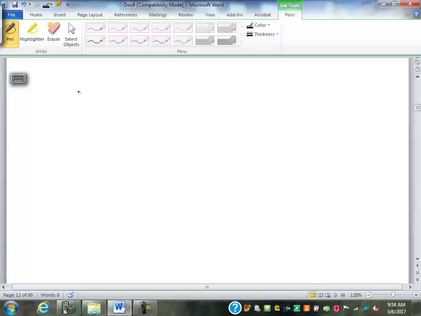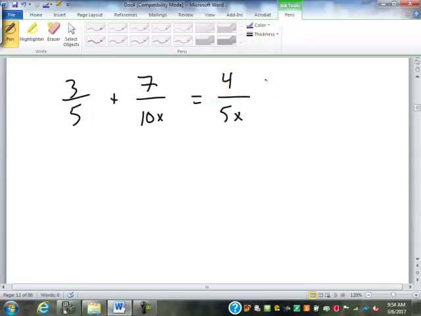So we might have something like 3 over 5 plus 7 over 10x equals 4 over 5x. And to solve this, the only way we can solve this is to multiply by that common denominator. So we have a 5, we have a 10x, and we have a 5x.